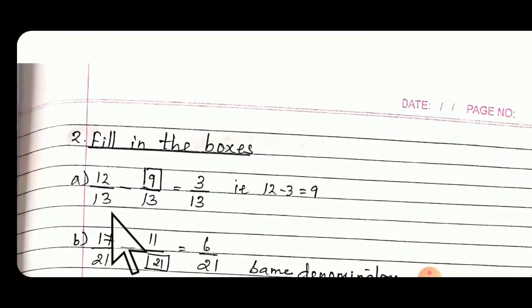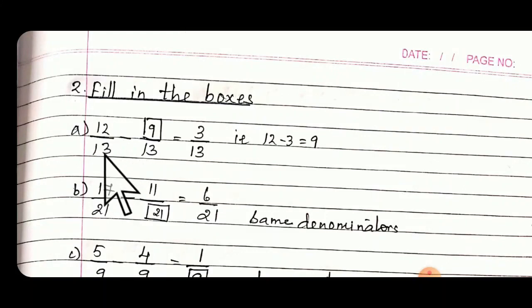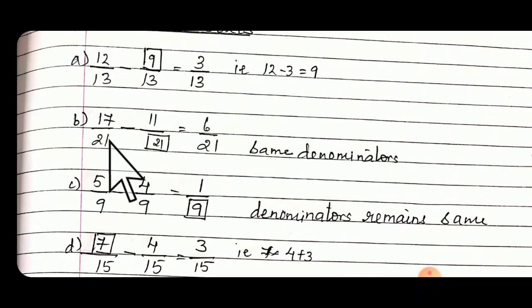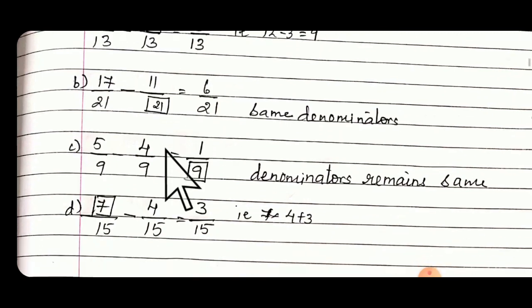Question number 2, fill in the boxes. 12 by 13 minus what they have given, blank, by 13. See, keep the denominator same. If you subtract 12 minus 3, you are going to get 9 here. So if you subtract 12 minus 9, you will get 3 by 13. Similarly, 17 by 21 minus 11 by dash, so that you get 6 by 21. Same denominators, so keep denominator 21.